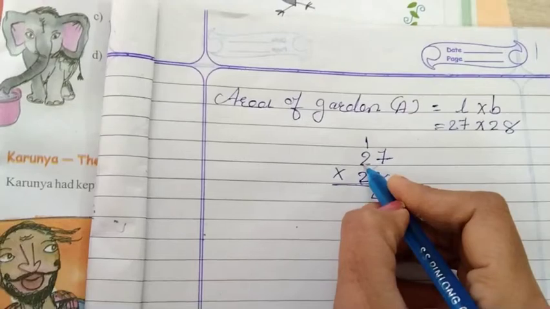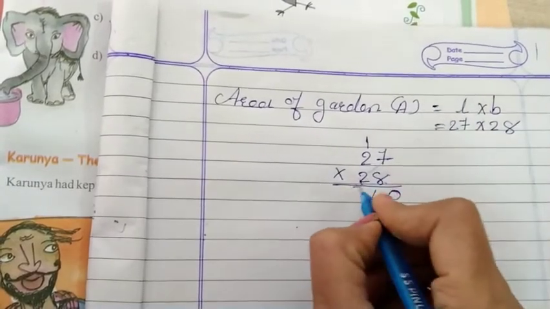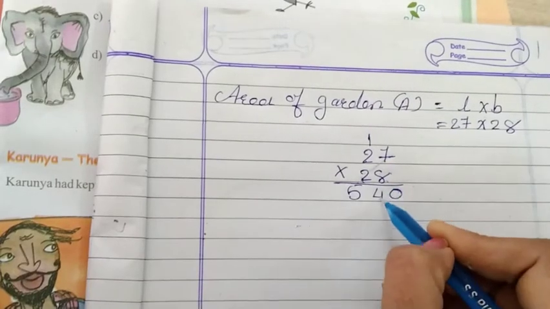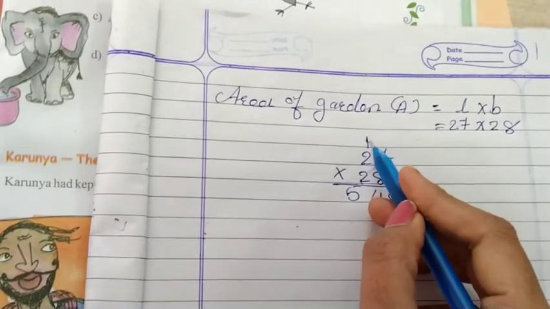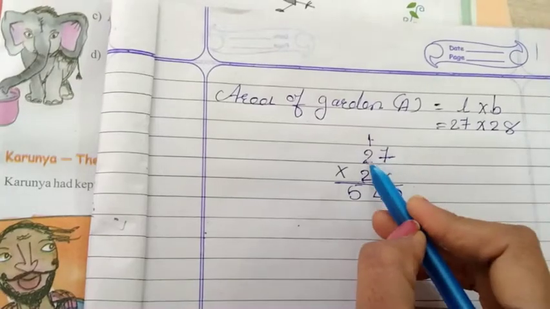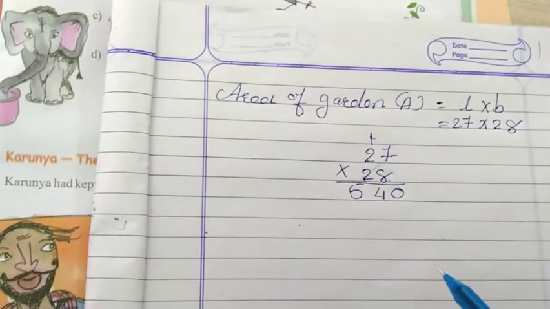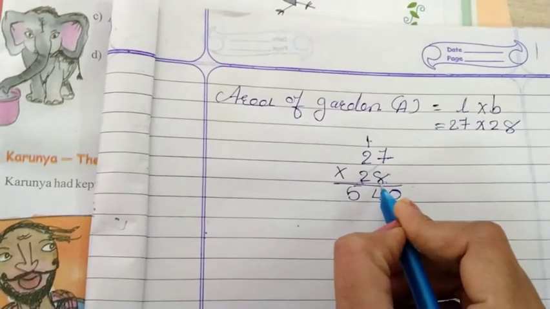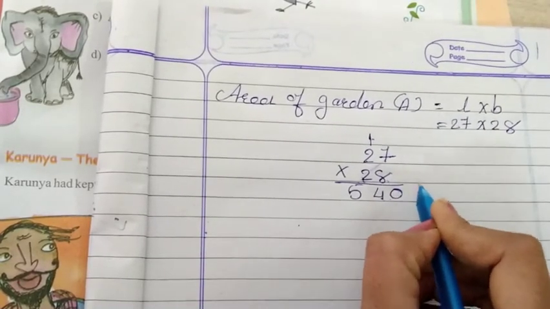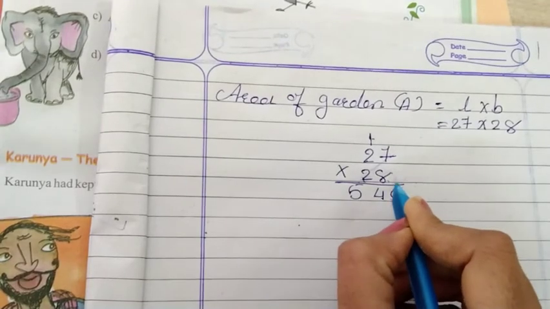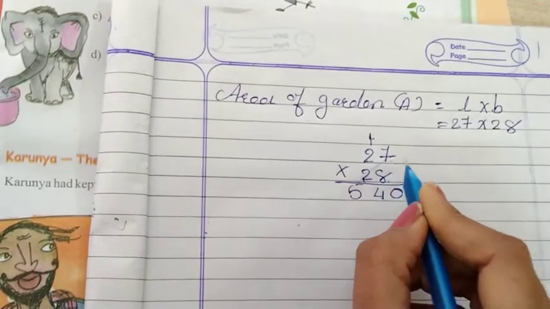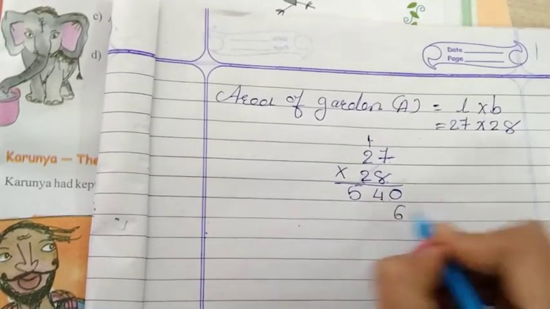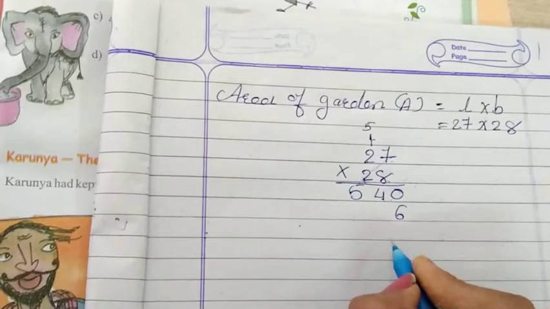Then 2 twos are 4 and 1, 5. Once again 0, 7 twos are 14, 4 is here, 1 is carried forward, and then 2 twos are 4 and 1, 5. Next, 8's turn. Right side of 8 no digits are there, so we will not write any 0. 8 sevens are 56. 6 is here and 5 is carried forward.